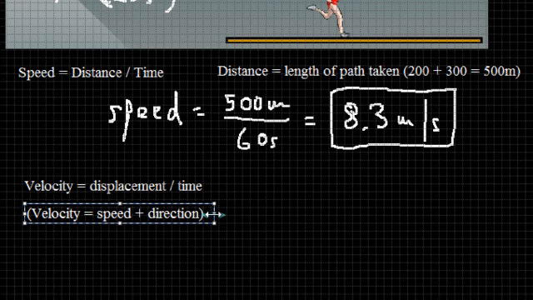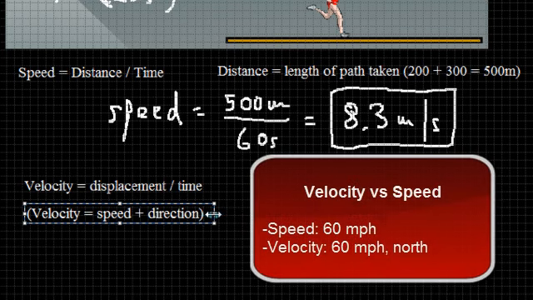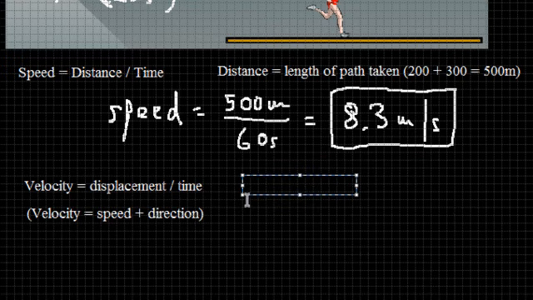So an example of speed is 60 miles an hour. An example of velocity is 60 miles per hour north. I have that additional piece of information. Now we need to come up here and we need to find the velocity.